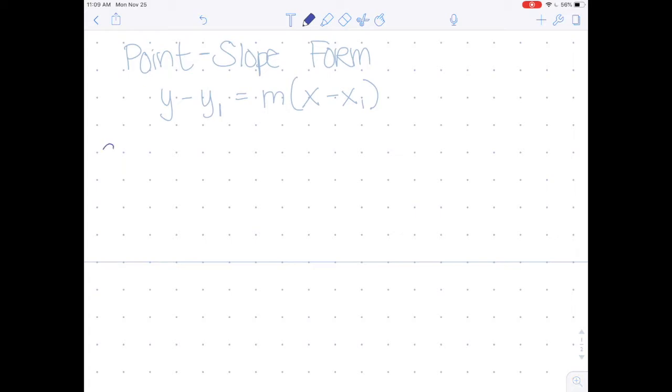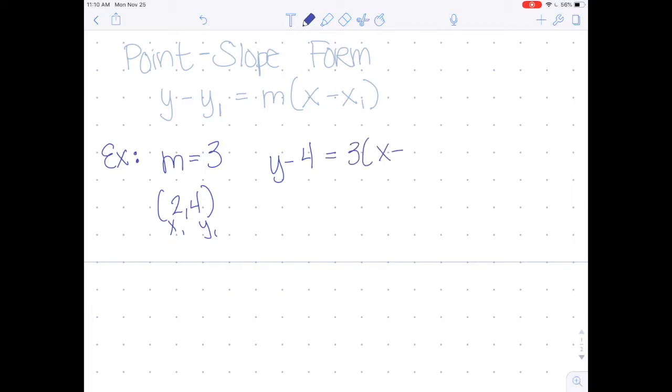So our slope in this one is m equals 3, and it passes through the point 2, 4. So then it works fairly easily, because this will be y1, this will be x1, and m is up here, 3. So it's y minus y1, which is 4, equals 3 times x minus x1, which was 2.